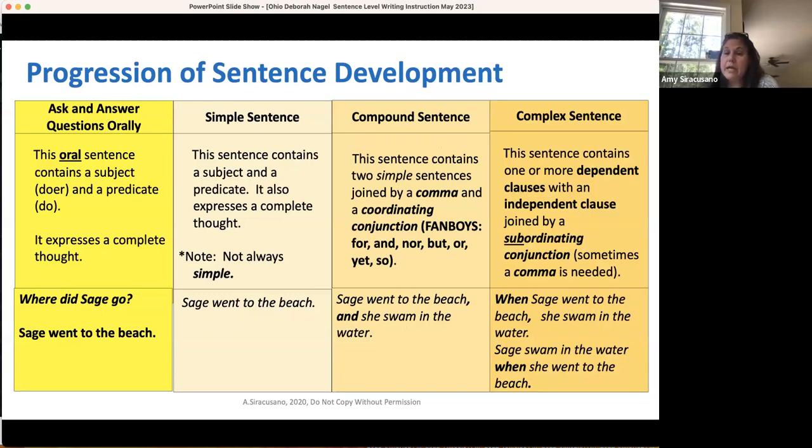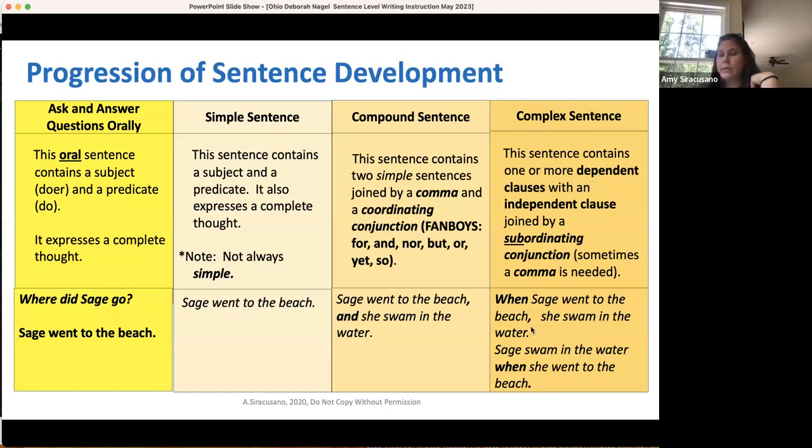By third grade, as I mentioned, kids need to know the difference between a clause and a phrase, a dependent clause and an independent clause. And now they're going to learn about something called a subordinating conjunction. And sometimes in complex sentences, there's a comma needed, and other times there's not. So the first example begins with a subordinating conjunction. All I did to this simple sentence, Sage went to the beach, is add a subordinating conjunction to it. That becomes this dependent clause.